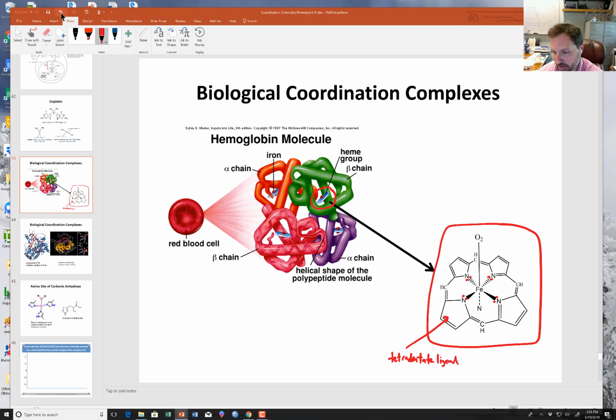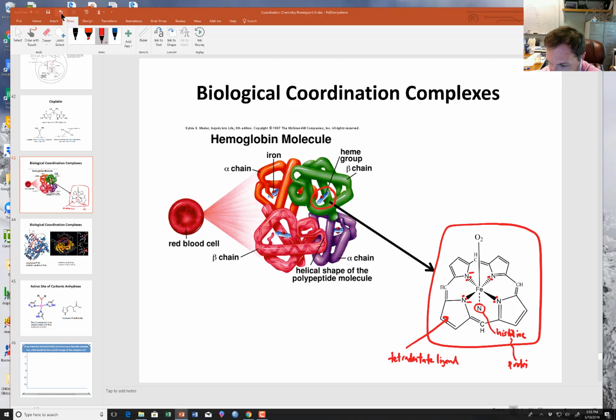And actually, in this ligand, 2 of the nitrogens are charged. So these 2 nitrogens are negatively charged. So the porphyrin or the heme unit has a -2 charge. And then we have this nitrogen. This actually comes from histidine, which we will look at some more in a second. So histidine is a side chain in the protein.